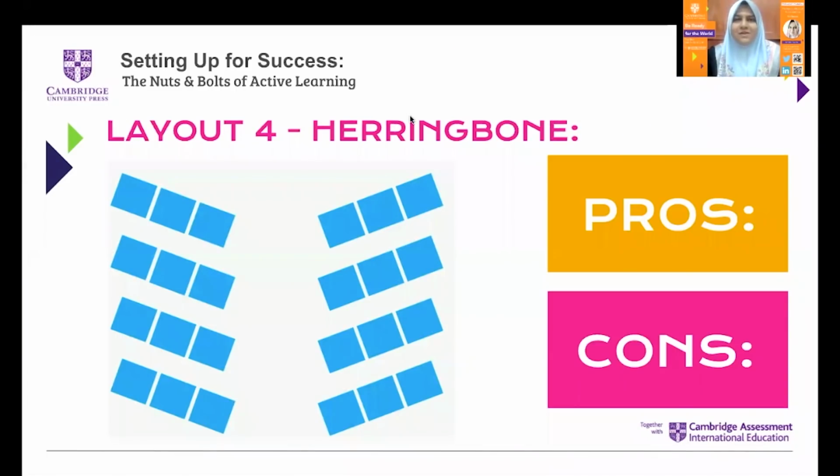Layout number 4 is called the herringbone. This interesting student desk arrangement serves two purposes. It is rows of 2, 3, and 4, but slightly turned so the students face the center of the classroom. This way, students give full attention to the teacher or students at the front of the classroom, and they can join in a classroom discussion easily. You can also let your students work together with the ones in their rows.